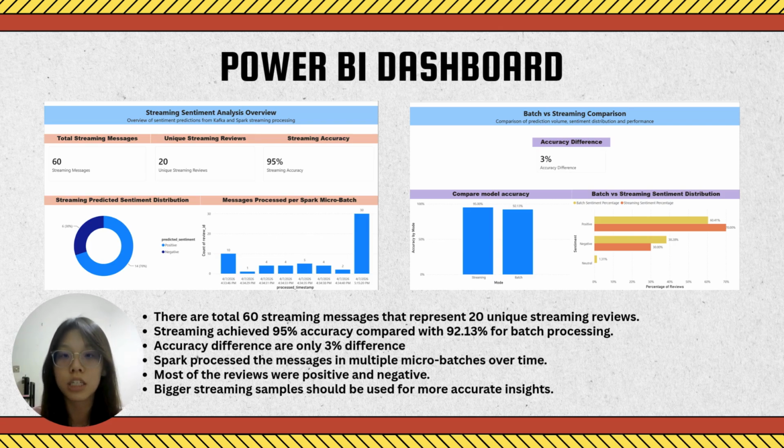However, there's a limitation, which is that the streaming result should be interpreted more carefully because it was calculated using a much smaller sample than the batch processing. It takes only 60 messages from the overall around 6,000 messages reviewed.